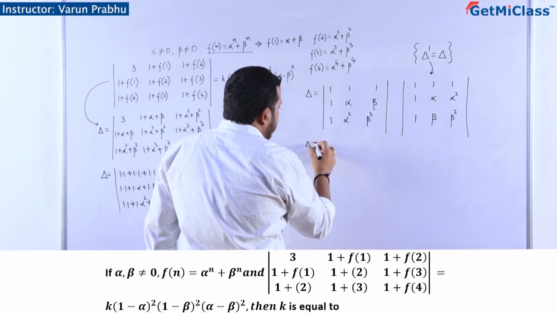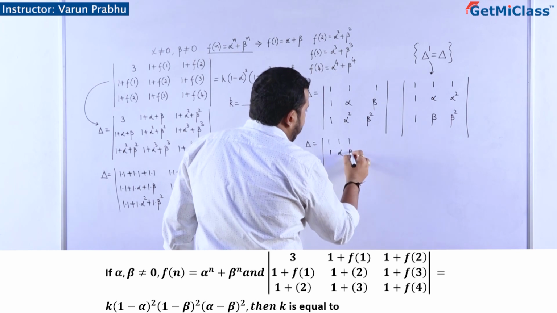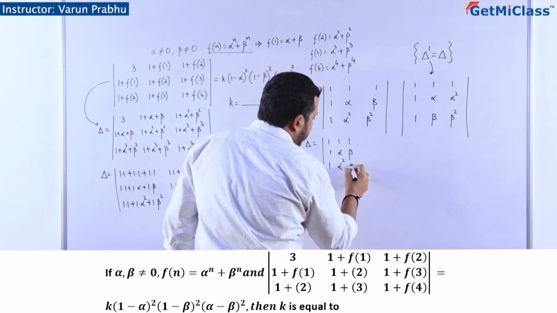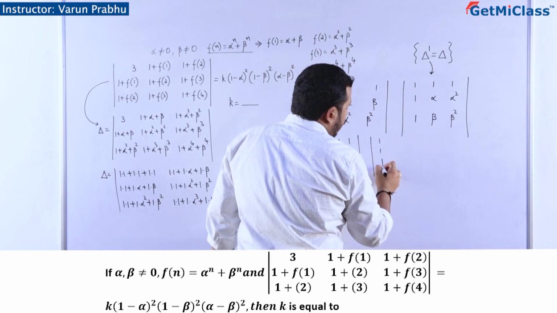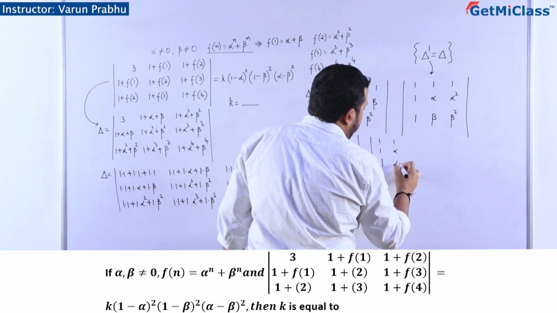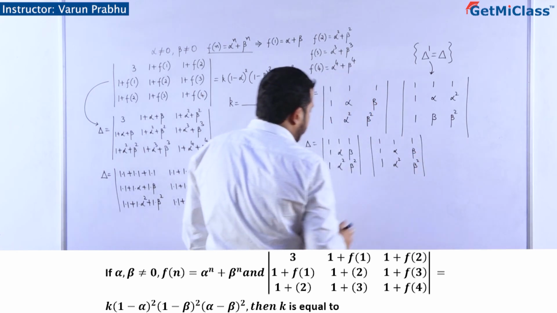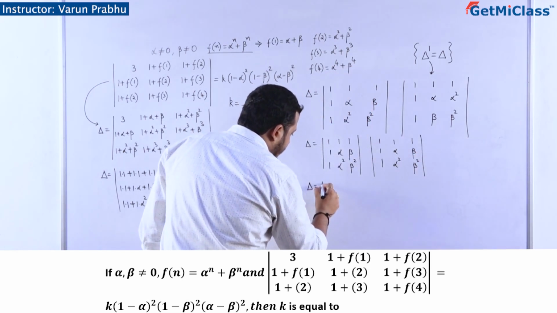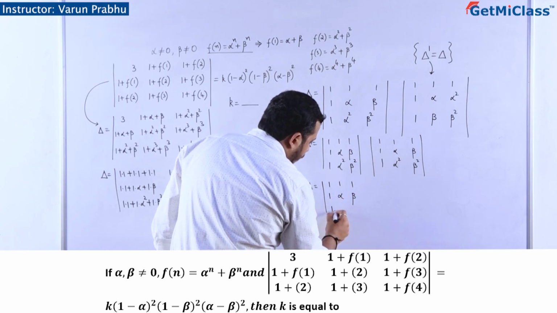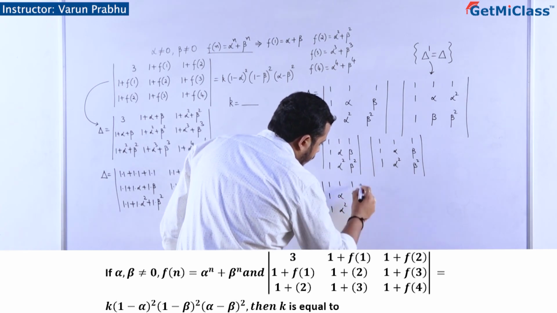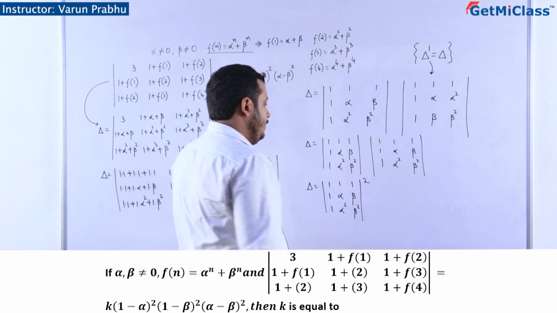So I can write delta is equal to determinant of 1, 1, 1, 1 alpha beta and 1 alpha square beta square. And here you take the transpose 1, 1, 1, then 1 alpha alpha square and 1 beta and beta square. Is it right? So I can write delta is equal to 1, 1, 1, 1 alpha beta and 1 alpha square and beta square, the whole square. Is it right? Because these two are the same determinants.